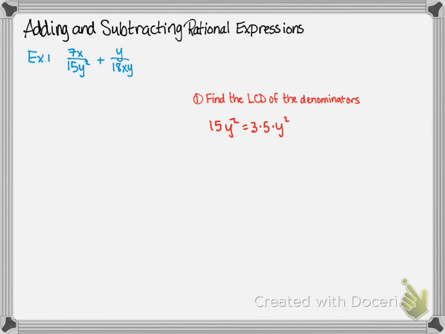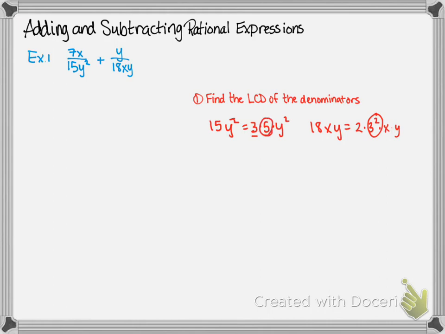15y squared can be broken down into 3 times 5 times y squared. 18xy can be broken into 2 times 3 squared times x times y. So let's see what factors we have between the two of them. So I have a 3 in 15y squared, but my 18xy has a 3 squared. And when we're looking for an LCD, we need to take factors with the highest exponent.